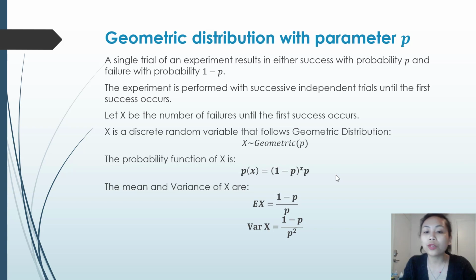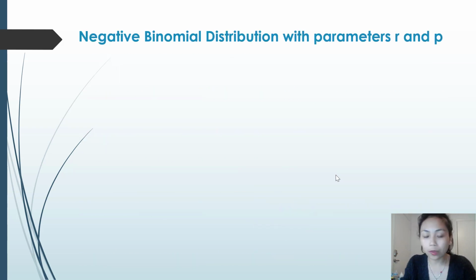And in some cases, we don't consider only one success. We might have a question where the study is conducted until we have maybe k successes. So let's look at the next distribution, negative binomial distribution with parameters r and p. So this is the reverse problem of binomial distribution. This is a negative binomial distribution with parameters r and p.